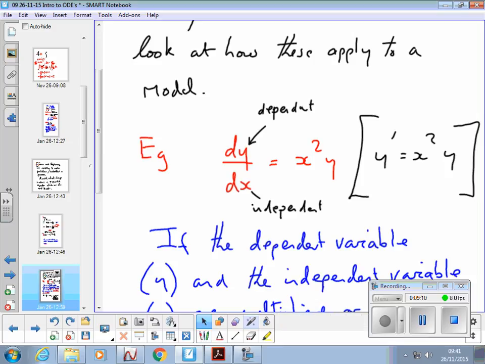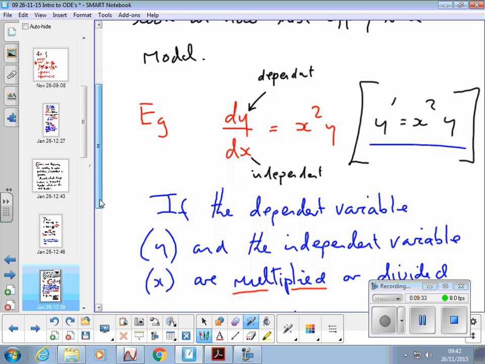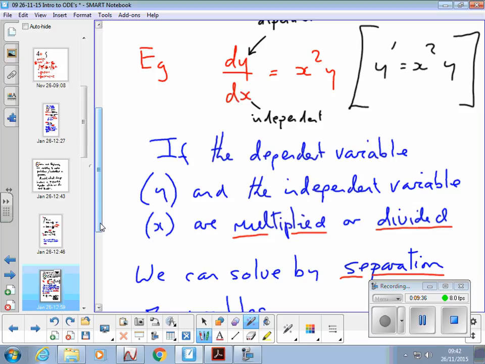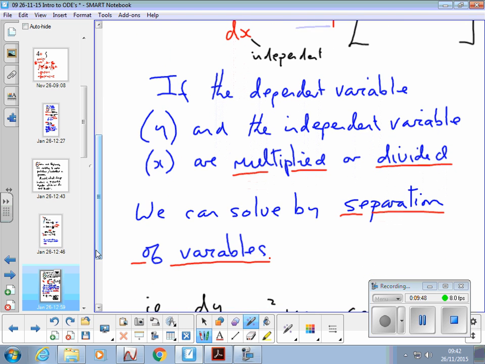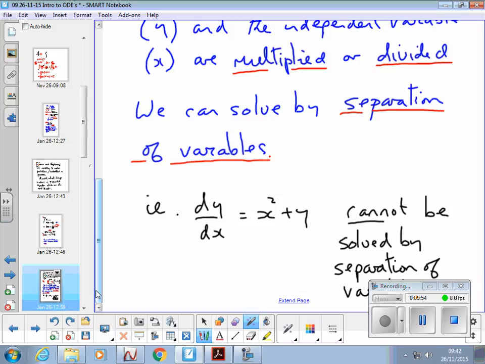I've only got x as the independent variable, so it's an ordinary differential equation. It's a differential equation because it's got a differential in it, and it's an equation because of the equal sign. So it's a differential equation that we can solve. Here it is written using the convention of y prime for the differential. If the dependent and the independent variables are multiplied or divided, and in this case they're multiplied, then we can solve by separation of variables, and that's the most common method for solving first order differential equations. Separation of variables, so we're going to focus on that. In other words, they're multiplied or divided.